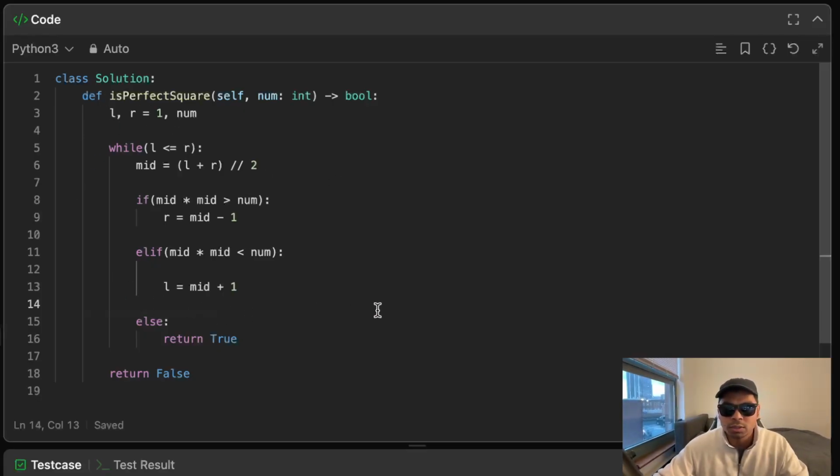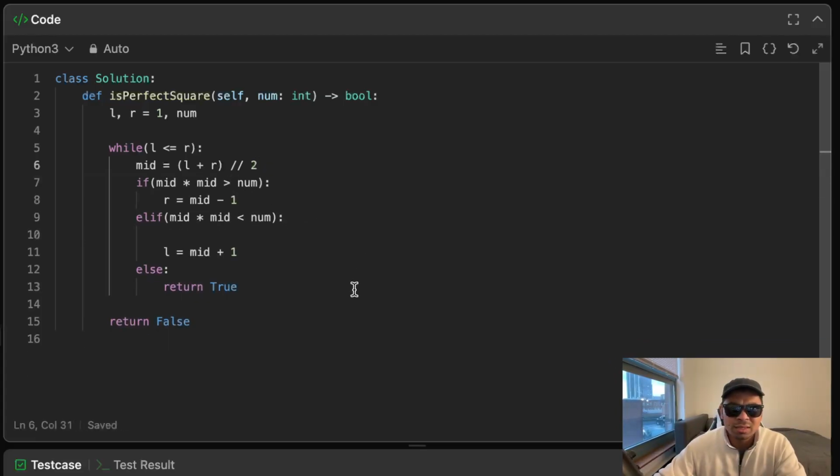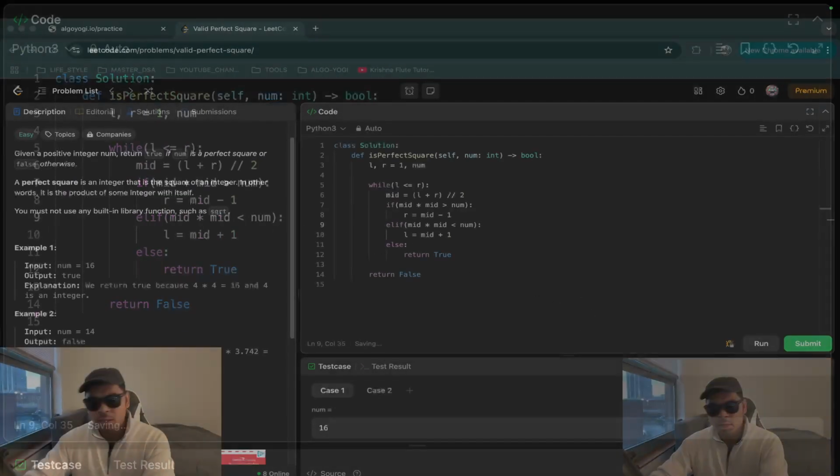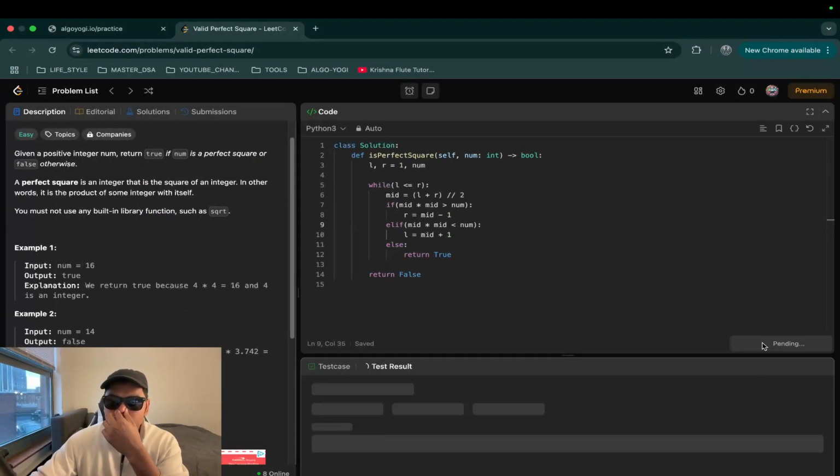Previous one was root n. Okay, so I don't see any issues right now, so maybe let's zoom out and run it on our examples.